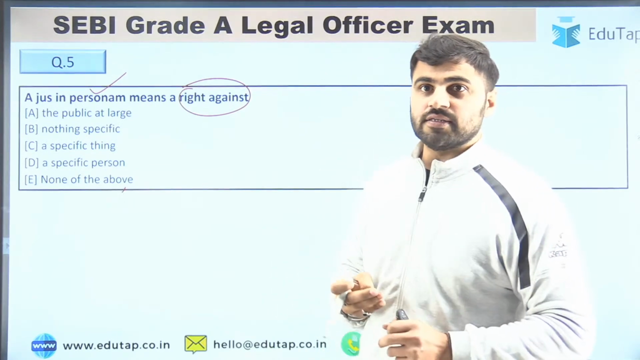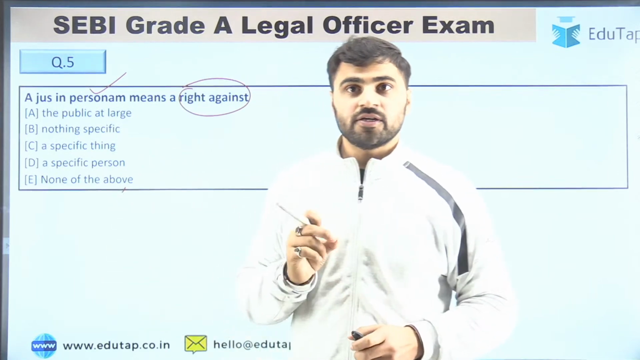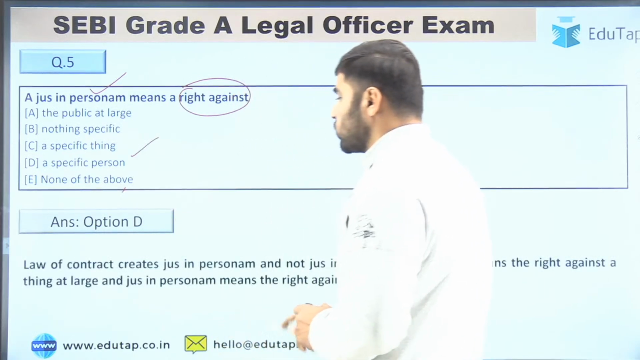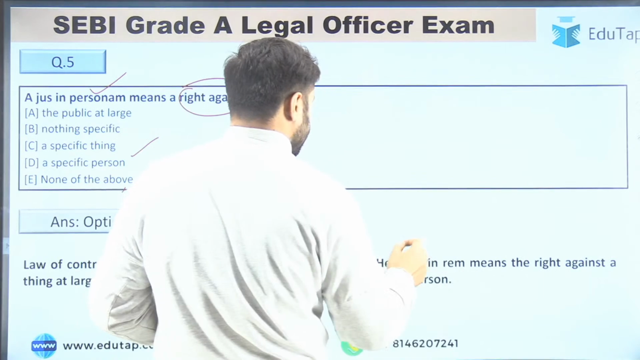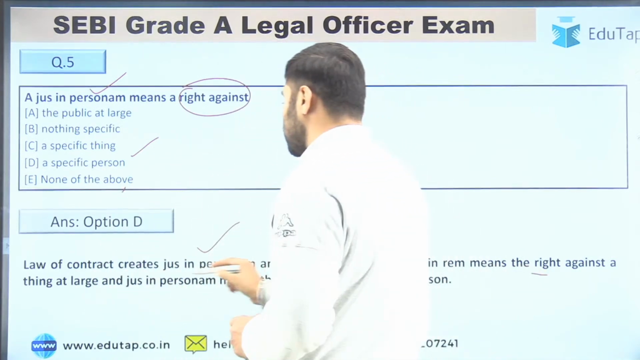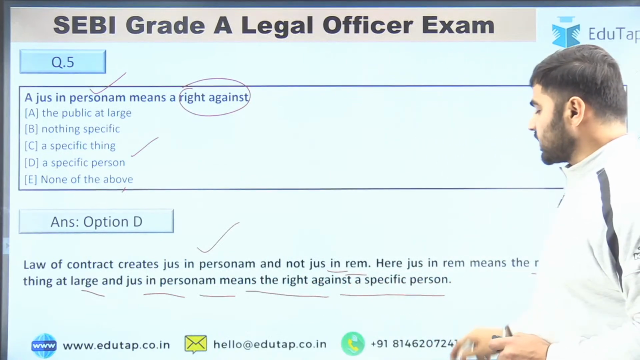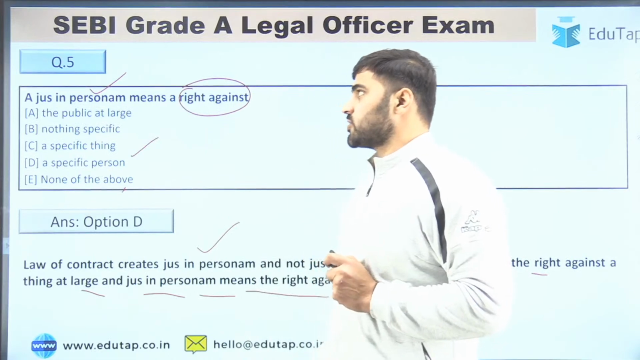Okay, so Divya is saying option number D, that is a specific person. So the right answer for this question is option number D, that is a specific person, right? So the law of contract creates just in personam and not just in rem. Here, just in rem means the right against a thing at large, and just in personam means the right against the specific person. Right guys, now let's move to question number 6.